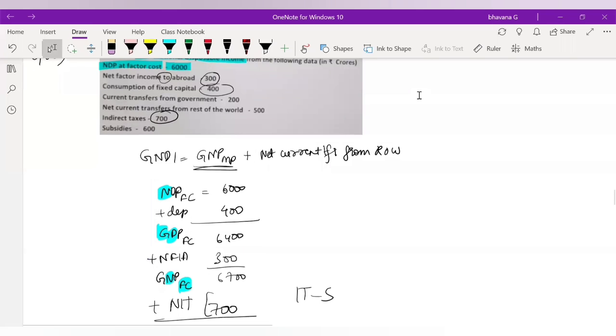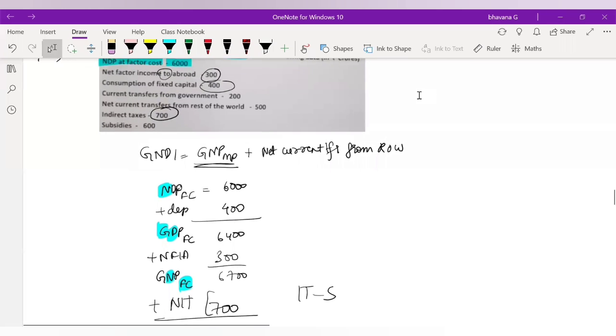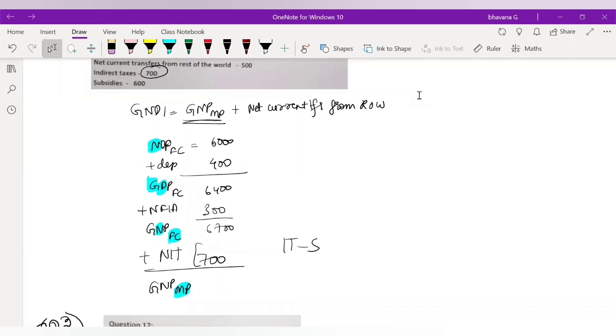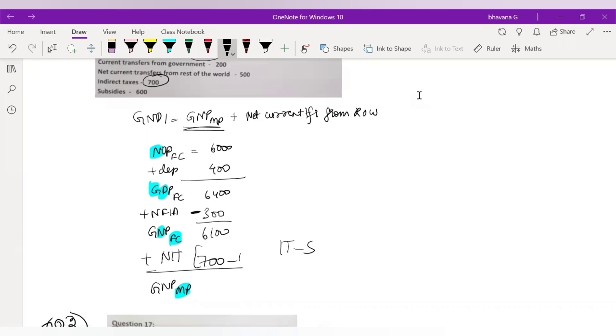Here it is net factor income to abroad, right? So if it is to abroad, you have to do minus 300. Sorry, I made a mistake. So it is going to be 6,100. Then you have to do indirect tax, that is 700 minus subsidy 600. If you do so, it will be 6,100 plus 100, which is 6,200. So GNP MP is going to be 6,200.